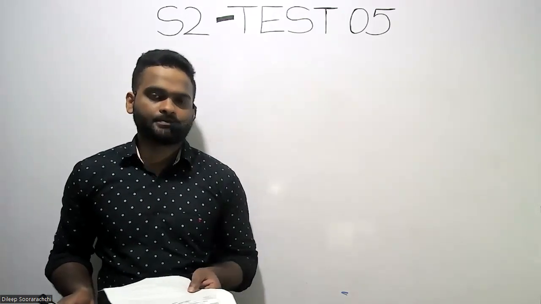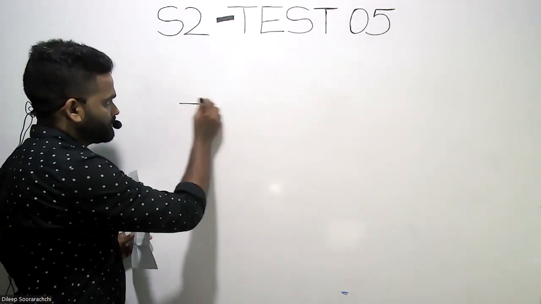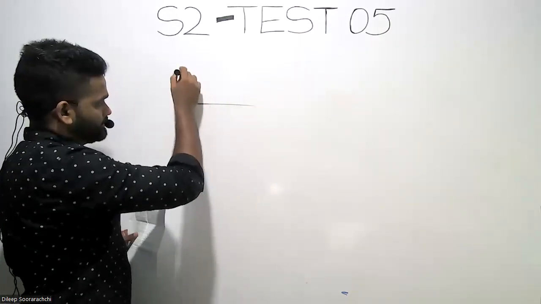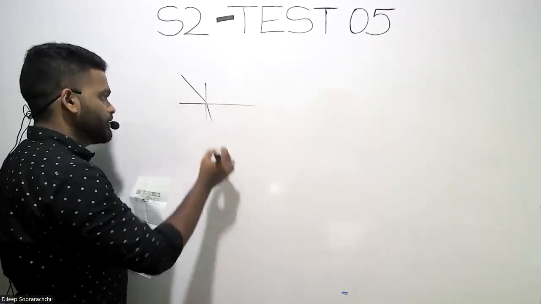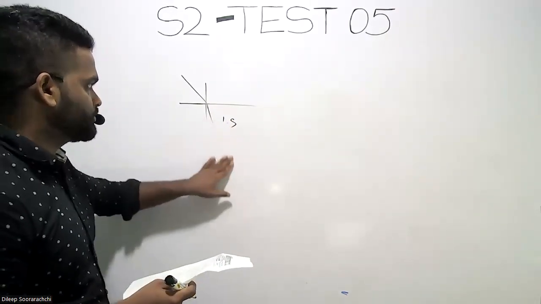Fifth question. In a medium, the wavelength of a wave with speed 3 times 10 to the power 8 is 450 nanometers. When it enters a medium with refractive index 1.5, its speed and wavelength in order are. So this could be air or a vacuum. Then the wave enters a medium with refractive index 1.5.